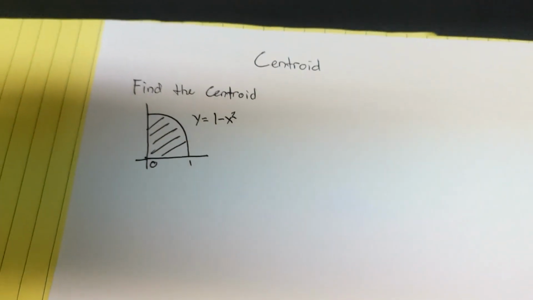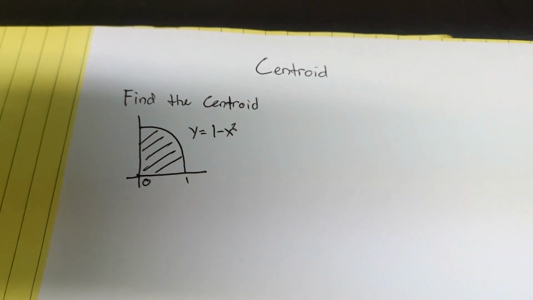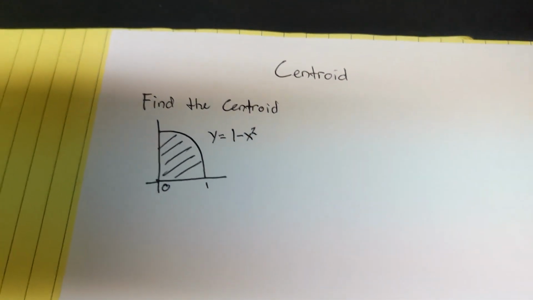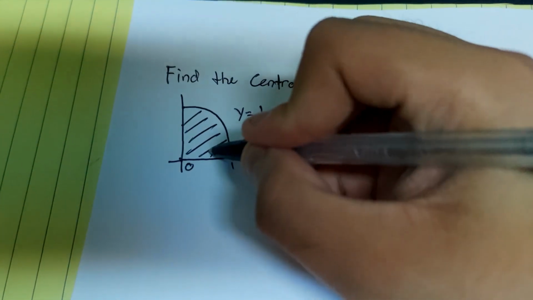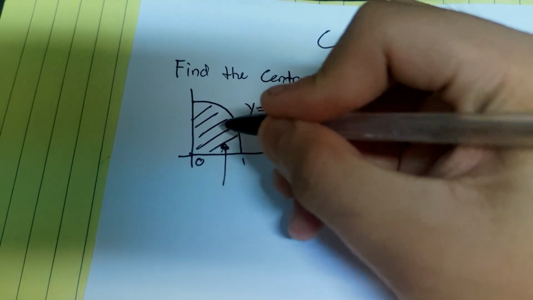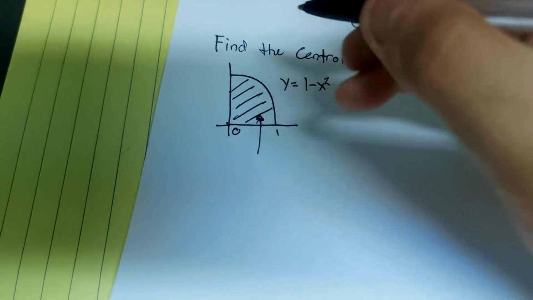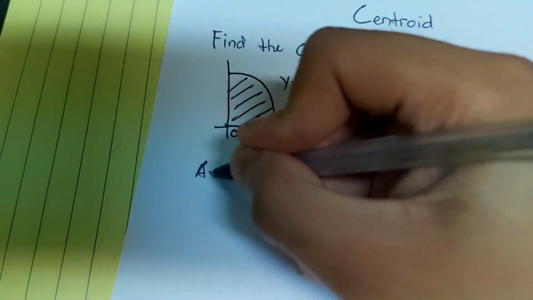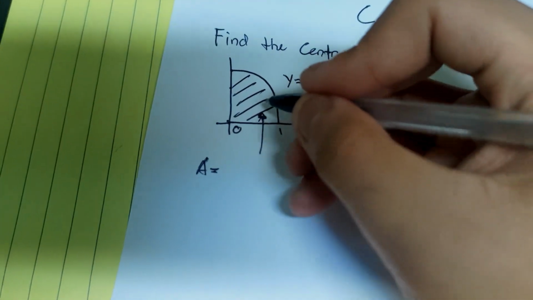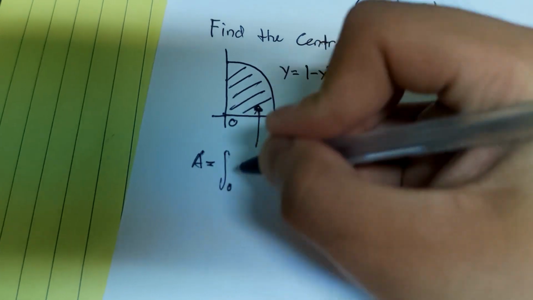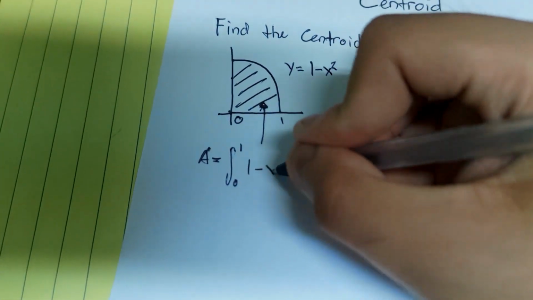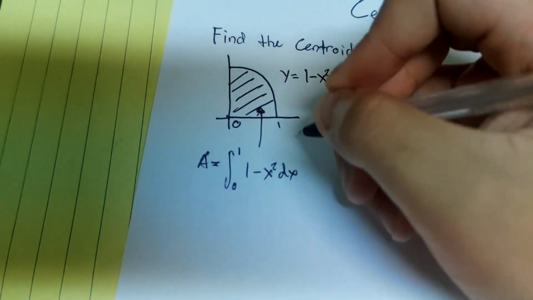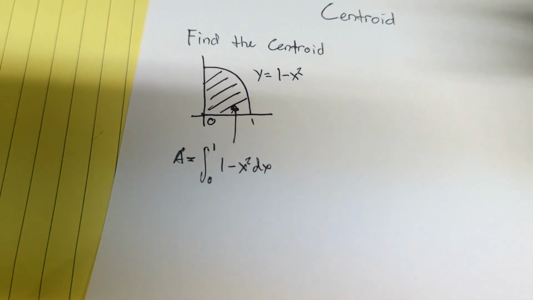So our last topic will be centroid. Here we have our function. Find the centroid. So what are we going to find here? It's the area of this part, the centroid of this. For the area, we find this area first. This is equal to the integral with limits of 0 to 1 of the function minus x squared dx. So this is the formula for the area.